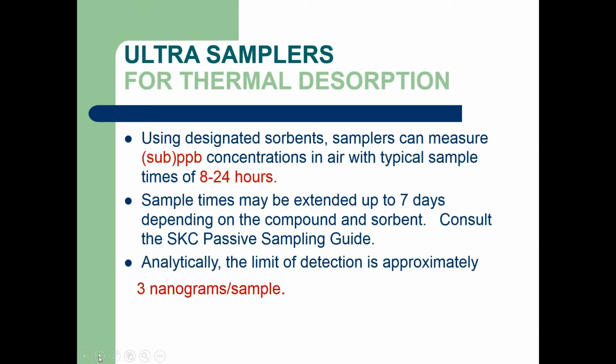Let's now first look at applications for the ultra sampler using thermal desorption. This technique allows users to measure PPB and even sub-PPB chemical levels for typical sample times of 8 to 24 hours. Longer sample times up to 7 days may be designated for some chemicals in the SKC Passive Sampling Guide. For these chemicals, reverse diffusion effects were not evidenced when sampling for extended time periods with sorbents designed for thermal desorption.